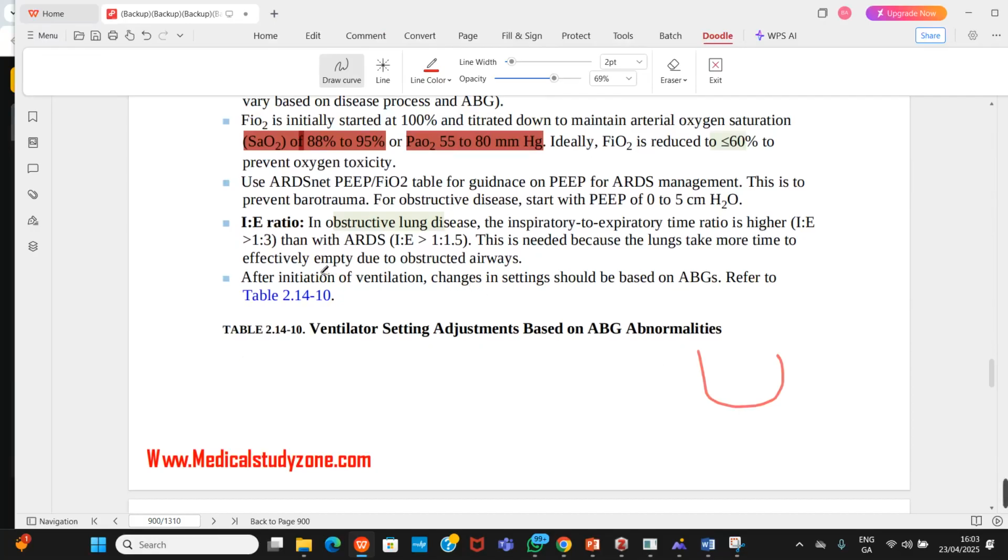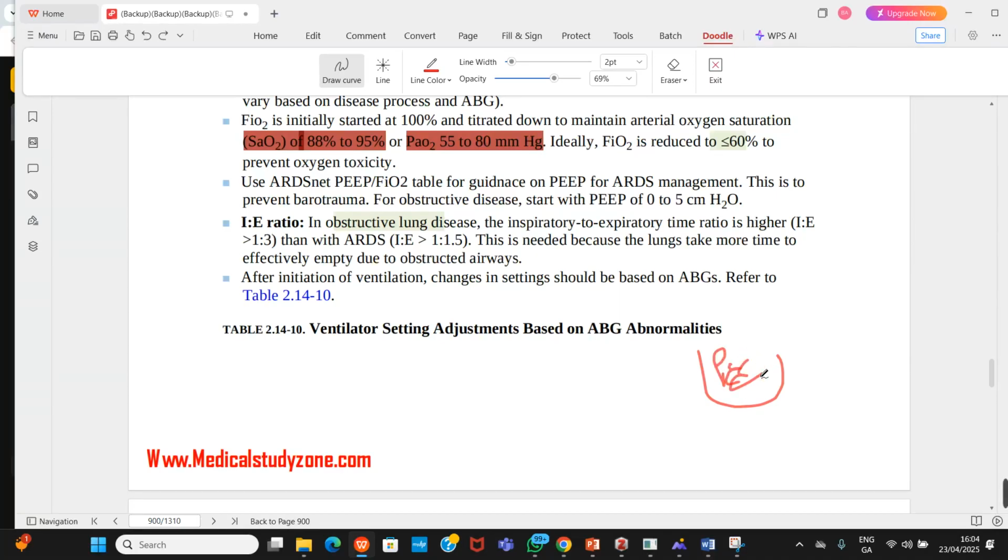So allow them to have more time at expiration so that they can have good time to get out all those air and prevent air trapping, because that's the cause of auto-PEEP in them. There's something called auto-PEEP that I failed to mention. Auto-PEEP means that, don't forget, we said PEEP is the volume of air that remains at the end of expiration.